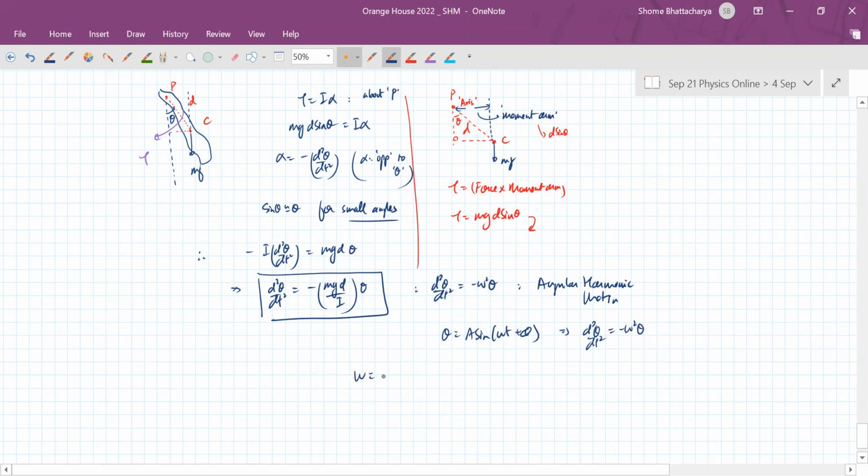So omega here becomes square root of mgd divided by I. So this is the formula for time period of a physical pendulum. We'll just take another couple of minutes to finish this section so that SHM is done.